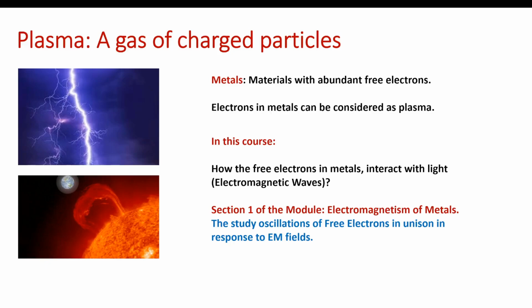We have studied in quantum mechanics that, for example, in a simple harmonic oscillator, the oscillations can be quantized. Similarly, if we speak quantum mechanically, these oscillations can also be quantized, and each quantum of this oscillation is called a plasmon.